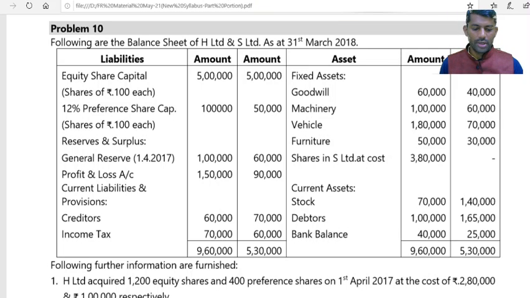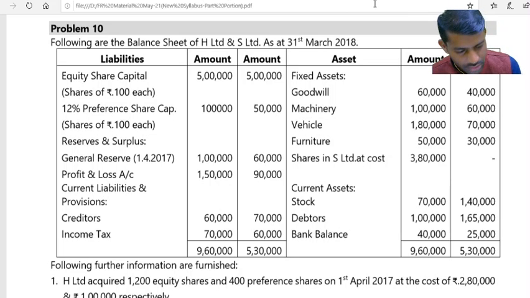Problem number 10. The following is the balance sheet of H and S Limited as at 31st March 2018. Equity share capital consists of equity share capital. It is 5 lakh.